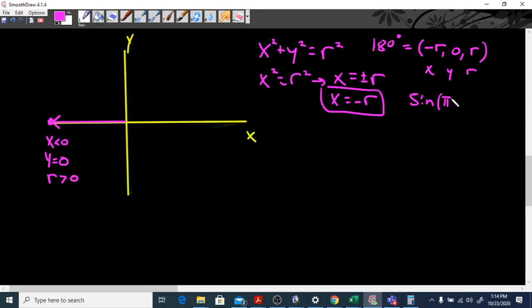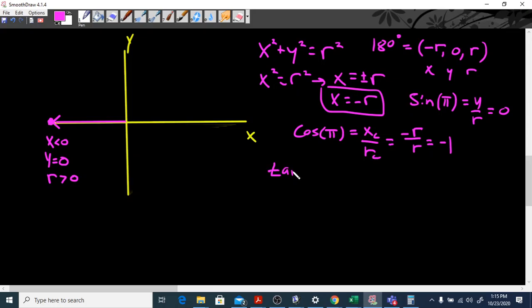So the sine of pi, because again, pi is 180, that's y over r. Y is 0, so we get 0. The cosine of pi, 180 degrees, is x component over r component. And here, x is negative r over r. Negative r over r is negative 1. The tangent of pi, well, that's the y component over the x component. And the y component is 0, and the x component is negative r. And that's just going to give me 0.